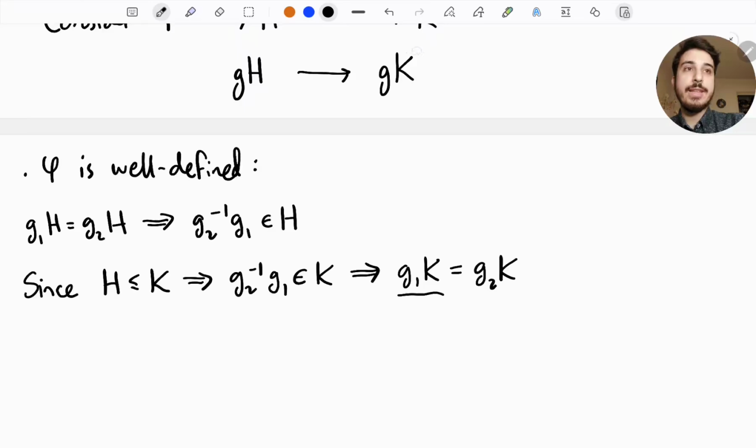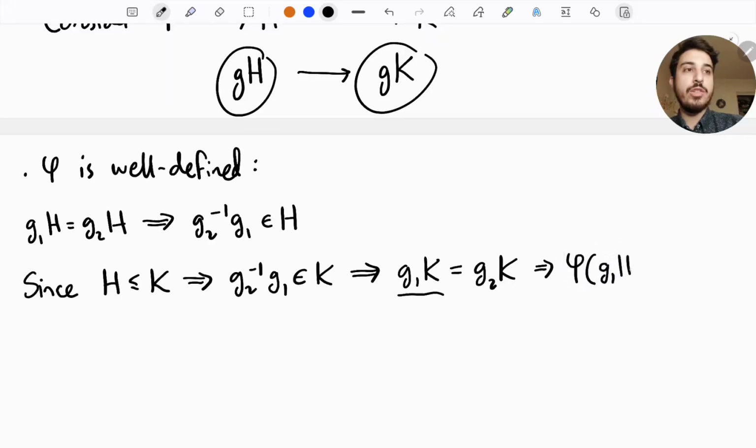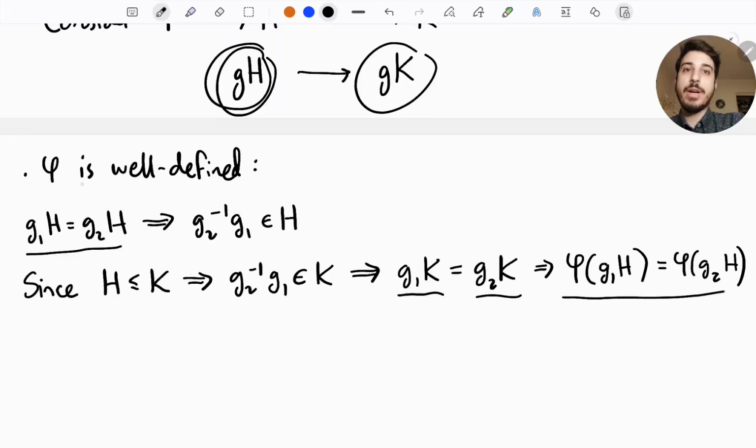But g1K is the image of g1H by phi, so this is phi of g1H. And g2K is the image of g2H by phi. We have just successfully said that if two elements are equal in the domain, then their images are equal. Thereby, phi is well defined.